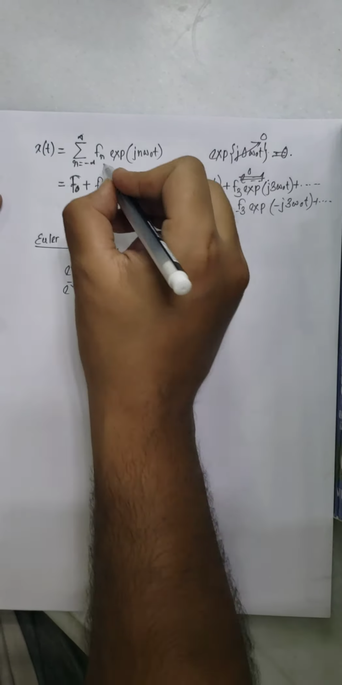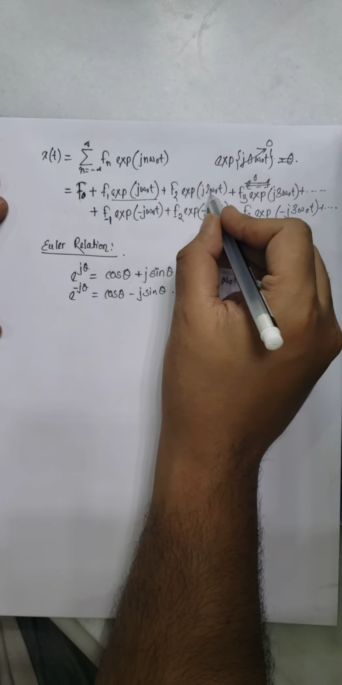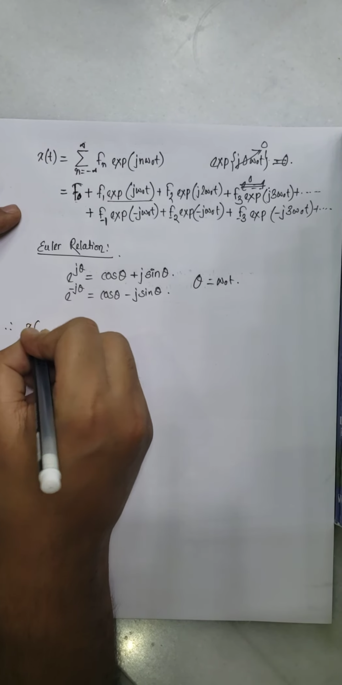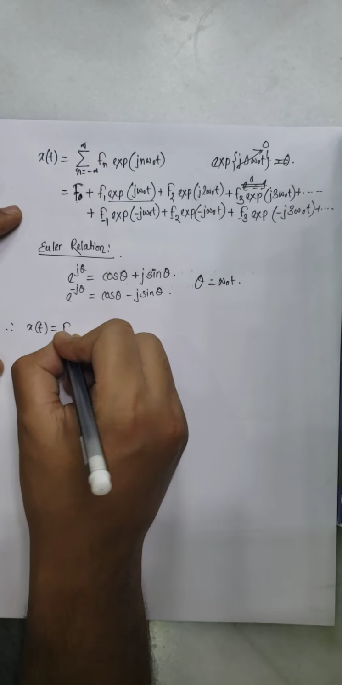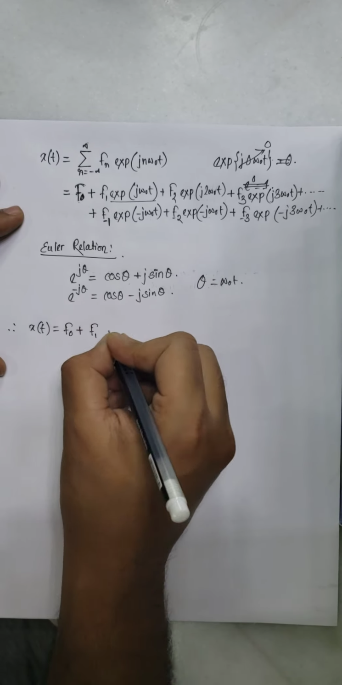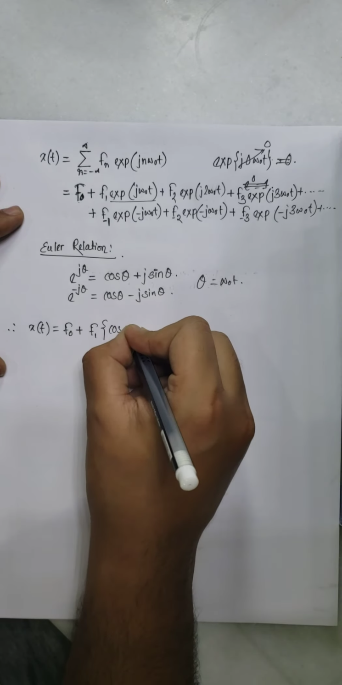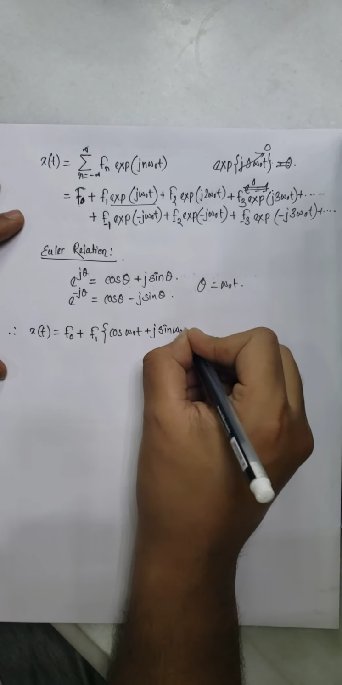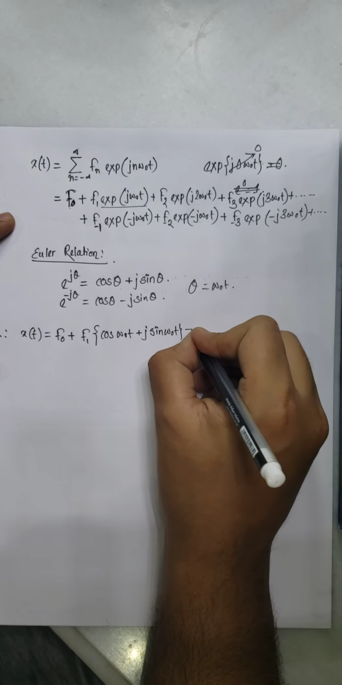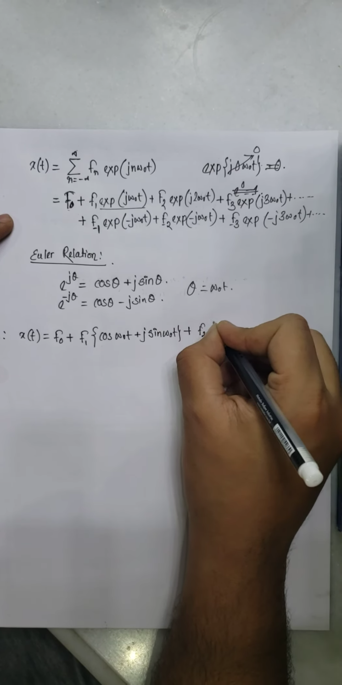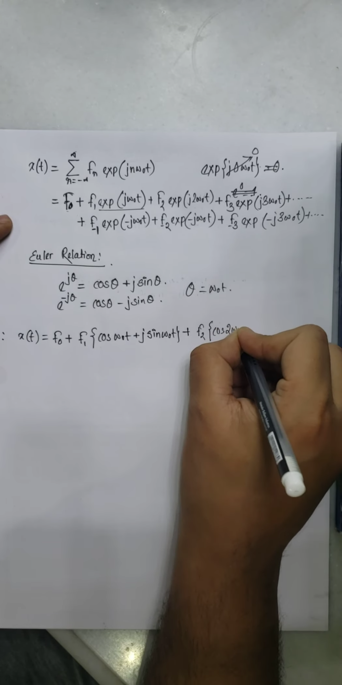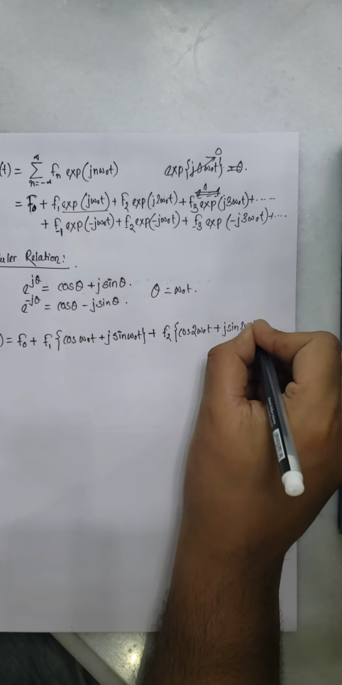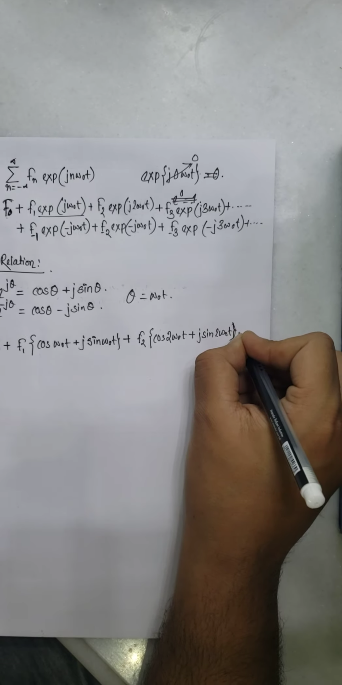over here, we can replace the value of e to the power j omega naught t and consequently e to the power j 2 omega naught t and so on, so as under, where x of t becomes f0 plus f1 times cosine of omega naught t plus j sine of omega naught t, plus f2 times cosine of 2 omega naught t plus j sine of 2 omega naught t, and this goes on.